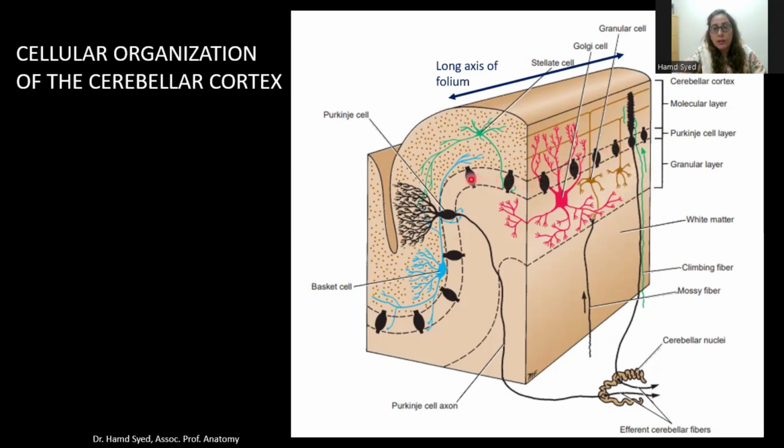First, let's keep in mind that these Purkinje cells, their dendrites, are going to go superficially into the molecular layer and undergo extensive branching. This is known as arborization.